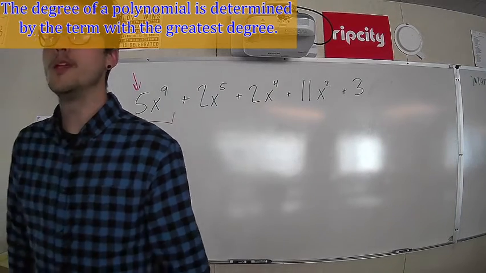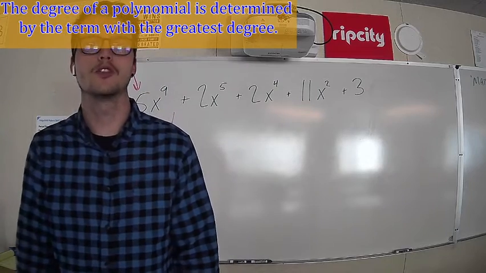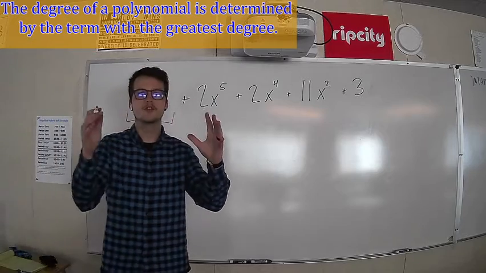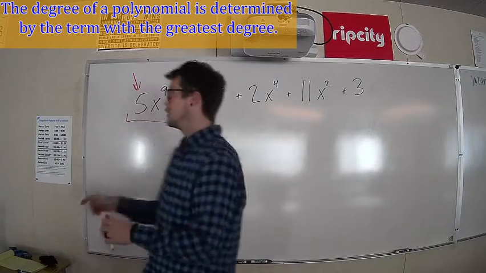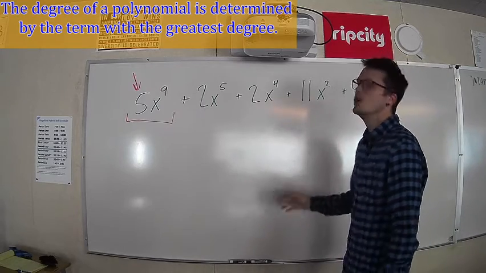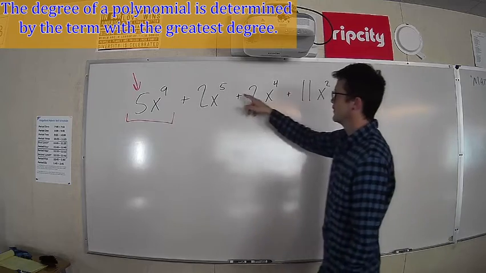Degree of a polynomial. The degree of a polynomial is determined by the term with the greatest degree. So if you were given a polynomial like this and the question says, what degree is this polynomial? Well, you look at all of your terms, no matter how many you have. In this case, we have 5. You find the one with the largest degree. So you just kind of look at them like, well, there's a 2, there's a 4, there's a 5, and there's a 9.